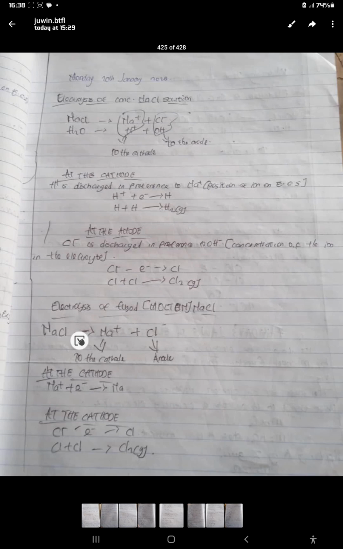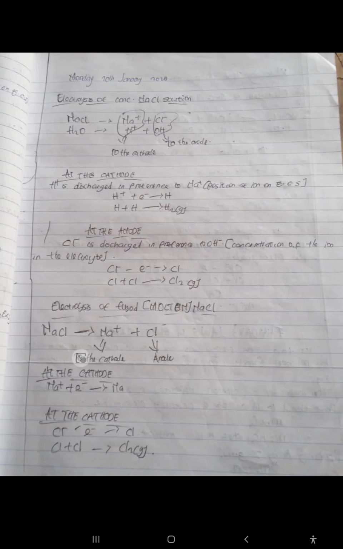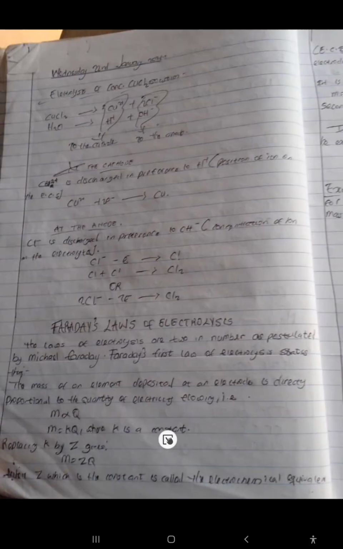Next, electrolysis of fused. This should be the electrolysis of brine. Now, for the electrolysis of brine, the same NaCl this time around. Remember the ones that will go to the anode. In the electrolysis of brine, sodium goes to the cathode and is discharged. Chlorine goes to the anode and is also discharged there.